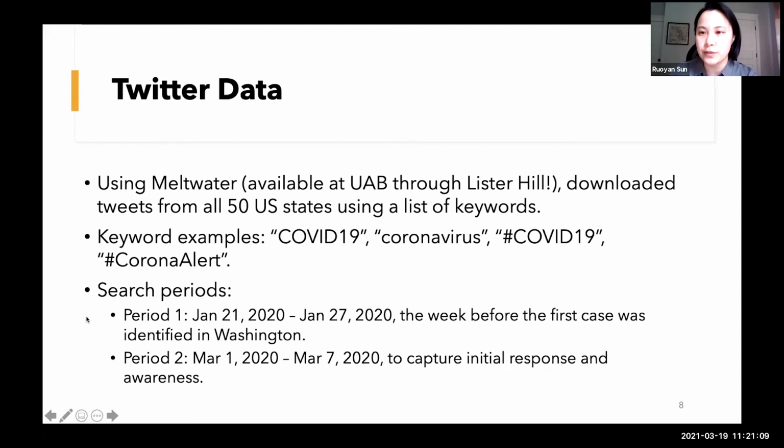We did two search periods. The first period is kind of pre-pandemic, from January 21st to January 27 last year. This is the week before the first case was identified in Washington state. And the second period is the initial pandemic period, the first week of March last year, from March 1st to March 7th. We picked this period to capture the initial response and awareness of COVID-19.